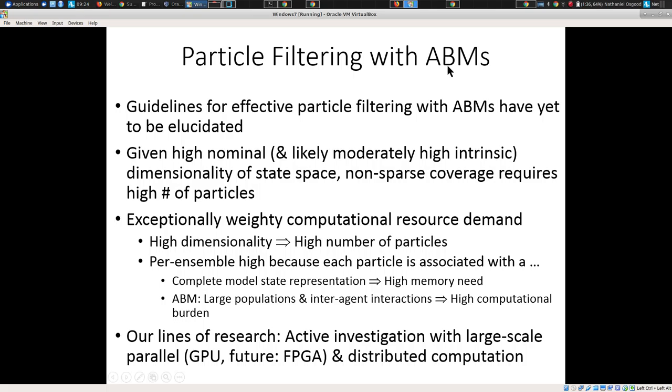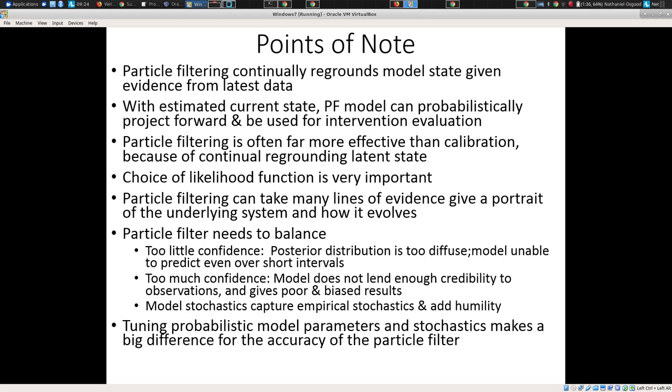I'm very bullish about AVMs with particle filtering. I think that the future lies in that, and there's tremendous potential for exploiting it. How to exploit it well remains, at this point, a black art, and we are trying to advance that to be able to provide guidelines for effective particle filtering with AVMs at scale. It's something I'm very enthusiastic about, but something where there's a lot of research to deliver at a practical level.